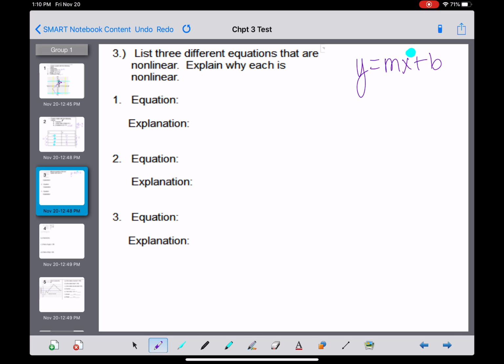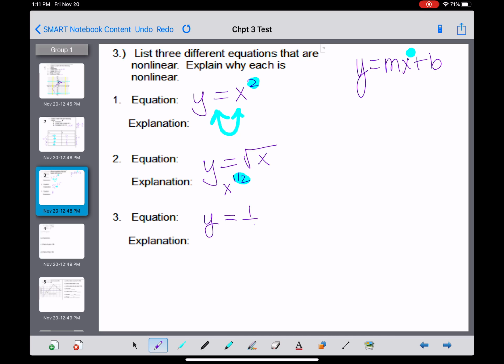So you could have had a ton of different examples. We could have said y equals x squared, due to the square, which is going to make it into a parabola. So that is nonlinear. You could have put y is equal to the square root of x. Remember, the square root of x is taking x to the 1/2 power, which would not be an exponent of 1.